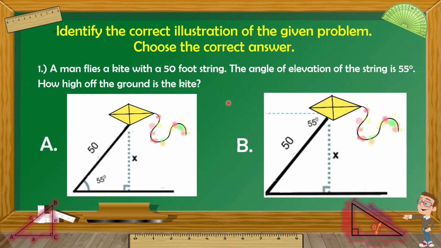So yung answer natin dito ay letter A. So angle of elevation. So ito yung horizontal line natin and ito yung line of sight natin. Nakatingin tayo sa taas. And ito yung magiging angle of elevation natin.